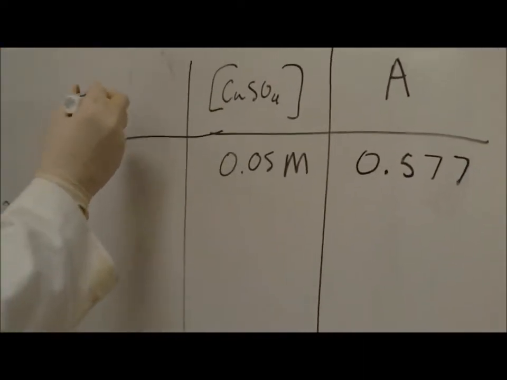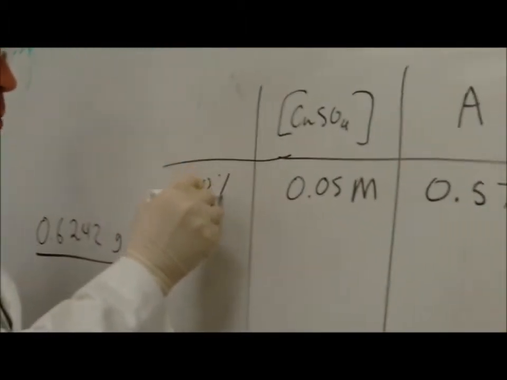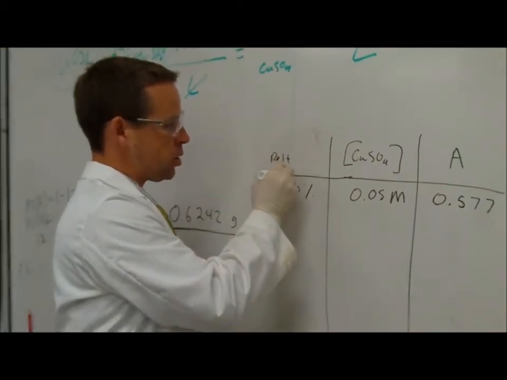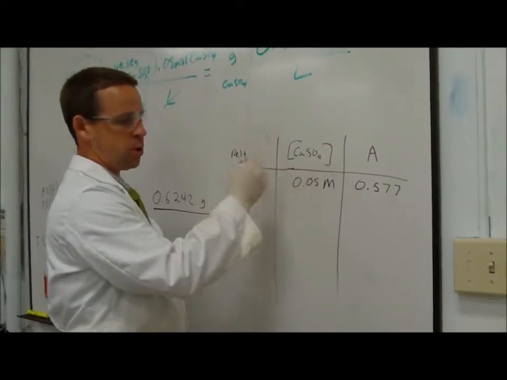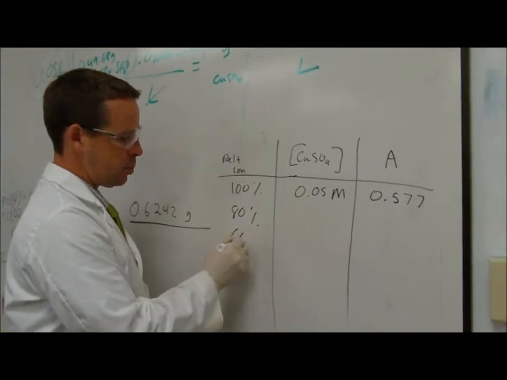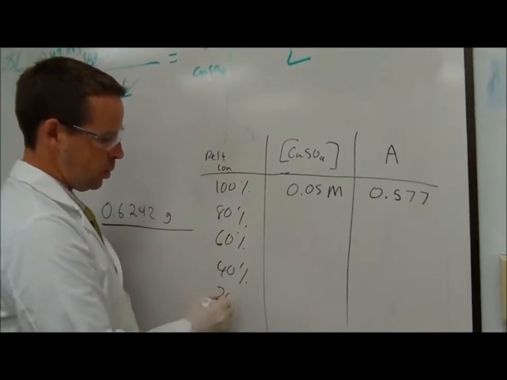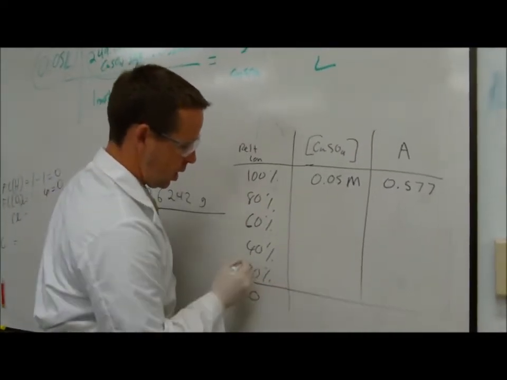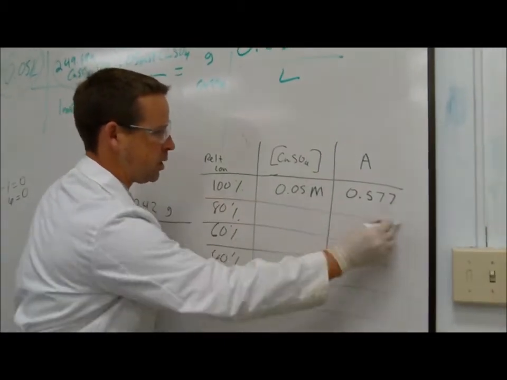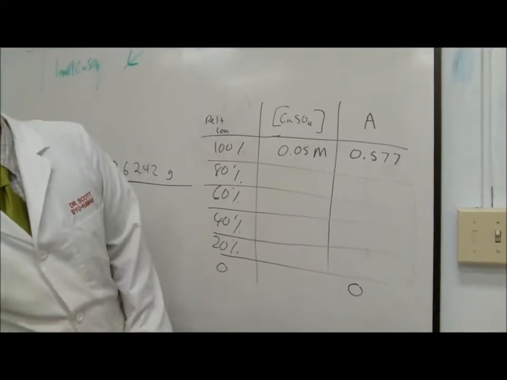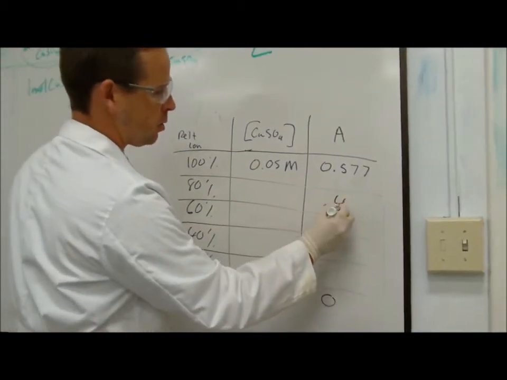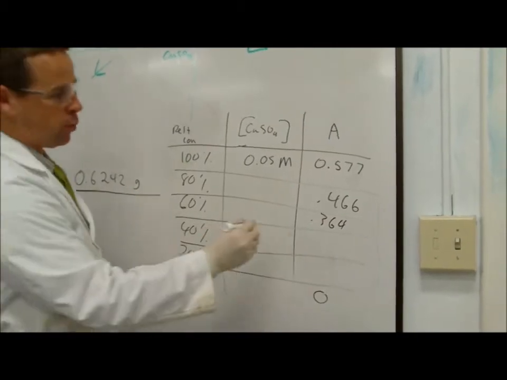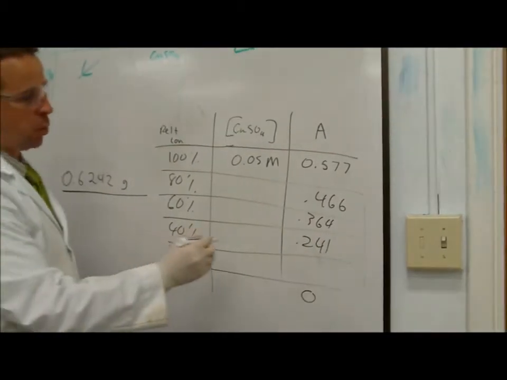I could have a third column to help me remember the relative percent. This is 100% of my known value. So this is the relative concentration relative to my stock. And again, my stock was 0.05. So I had an 80%, a 60%, a 40%, a 20%, and that's it. I also did a zero, right? That was my blank. And I know that my zero had a value of zero, because I blanked it to zero. My 80% was 0.466. My 60% was 0.364. My 40% was 0.241. And my 20% was 0.119.